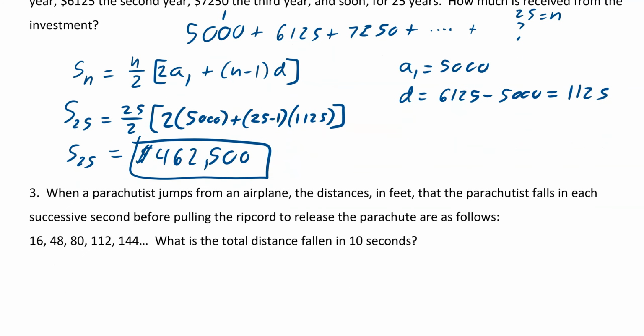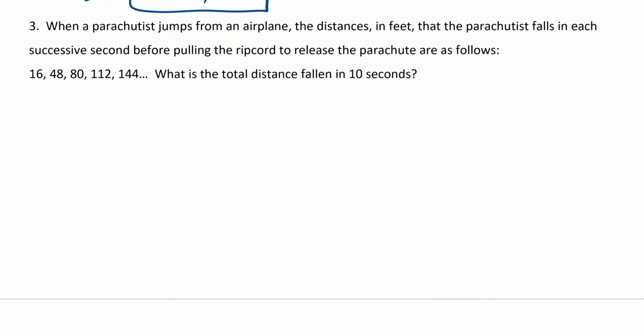All right, let's try another one. So it says when a parachutist jumps from an airplane, the distances in feet that the parachutist falls in each successive second before pulling the ripcord to release the parachute are as follows. So it's 16, 48, 80, 112, 144. The reason this is happening is he's accelerating as he falls, right, with gravity. So what we are given, though, this is 1 second. This is 2 seconds. So it's giving us our terms. We have a nice 1, 16, right? That's our first term. So a sub 1 is 16.